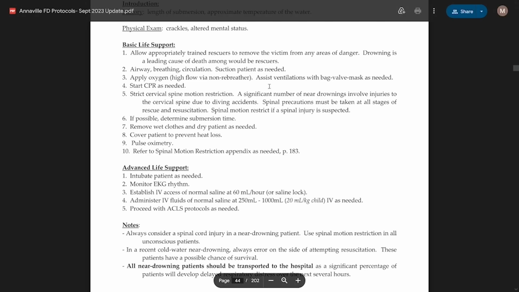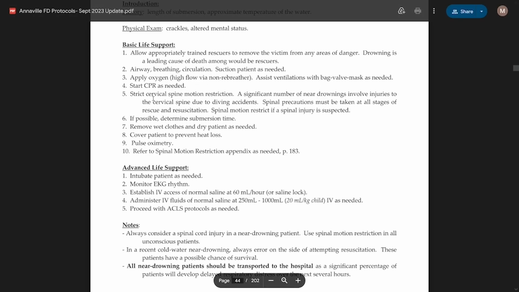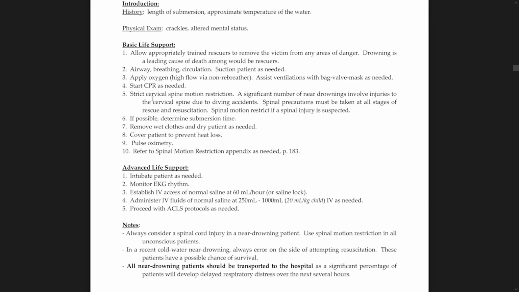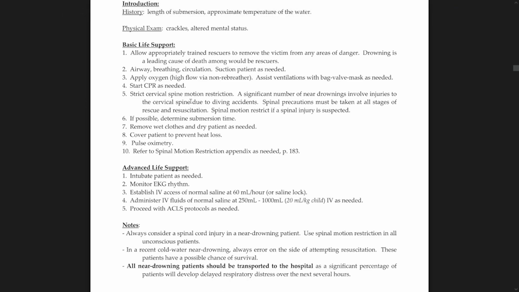Watch out for ABCs, suction as needed, apply oxygen, assist ventilations with the BVM as needed, and start CPR as needed. Strict C-spine motion restriction should occur. A significant number of near-drowning patients involve injuries to the C-spine due to diving accidents. Spinal precautions must be taken at all stages of rescue and resuscitation. Spinal motion restriction, if a spinal injury is suspected, must be done.